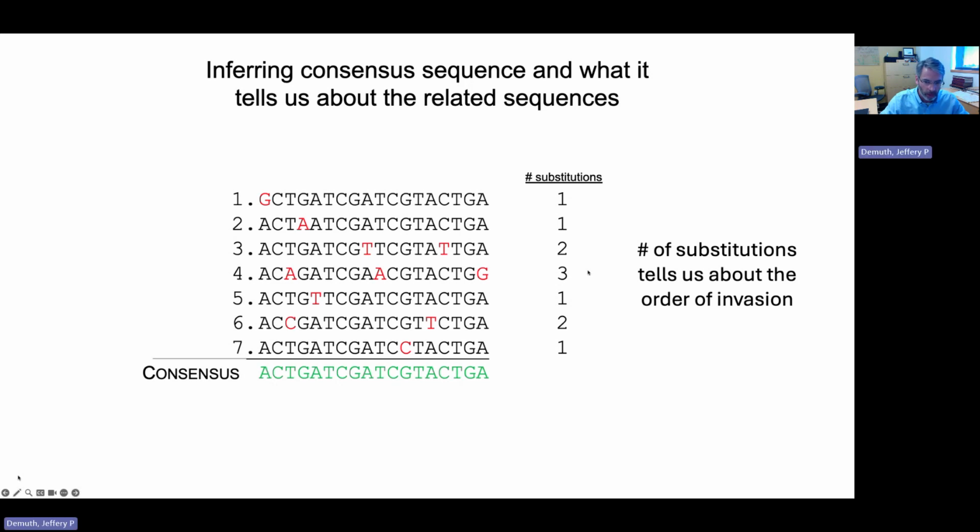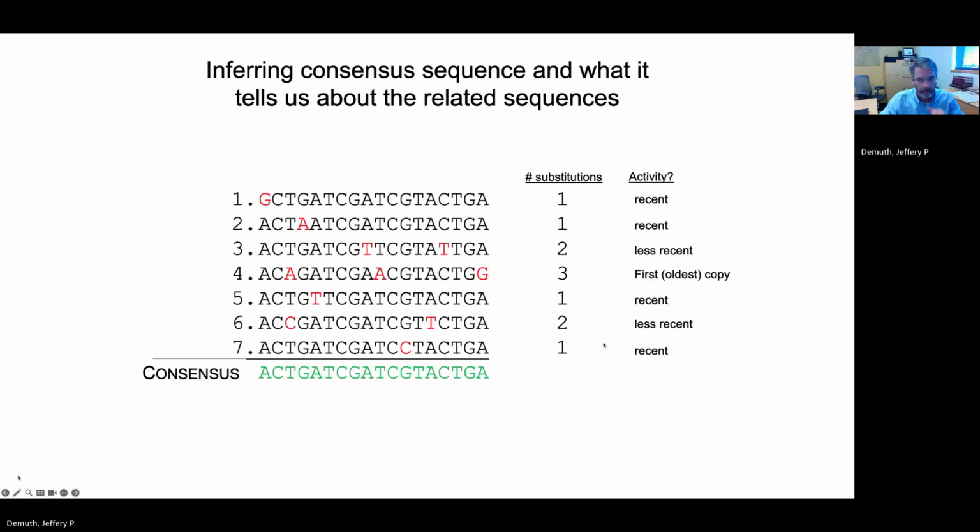And again, the number of substitutions tells us about the order of invasion, right? So this one that's got 3 is probably the first insertion of this transposable element in this genome, followed by these ones with 2, followed by the most recent ones that only have 1 difference. And so here, again, we don't have to put years on it in order to realize that this is a proxy for time. We've got the first one, things that are less recent, and things that are more recent.